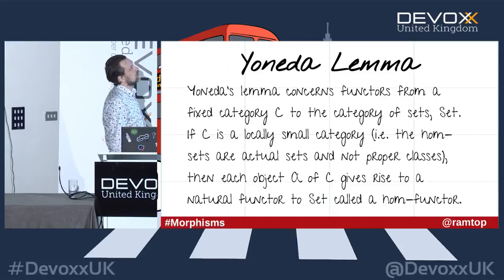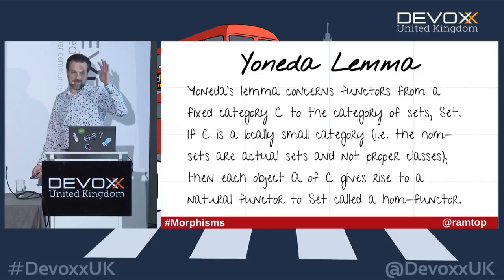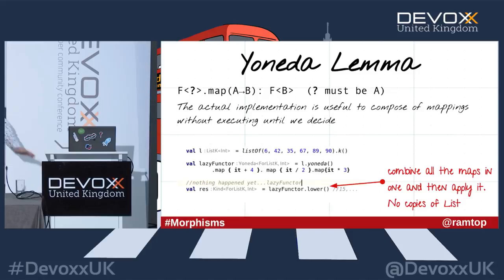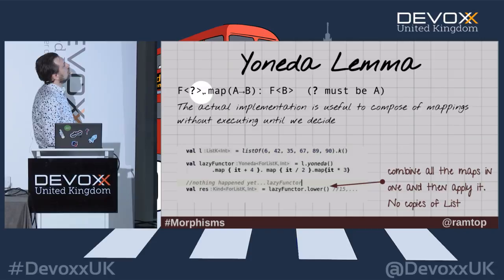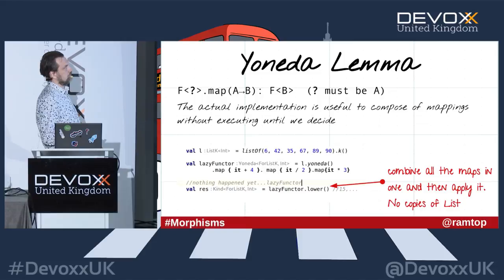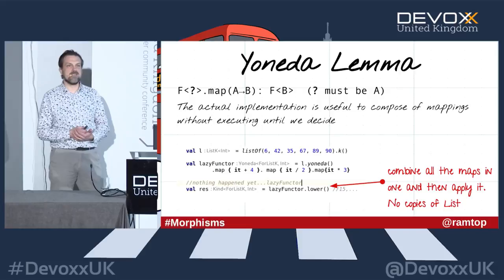And this is another very simple thing. So Yoneda's Lemma is just: fix a category C to the category of sets, locally small category. Blah, blah, blah. No, I'm just joking. Yoneda's Lemma is actually quite a simple thing. It's just to say basically this one. If you have a functor of something that you don't know what, but you know that if you apply a map from A to B, it will return a functor of B, then what Yoneda discovered, but not just discovered, demonstrated, is that F must be A. I mean, it doesn't seem like so much, but it's actually quite useful.